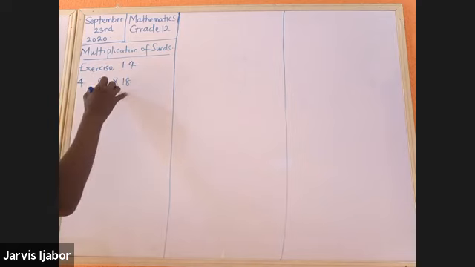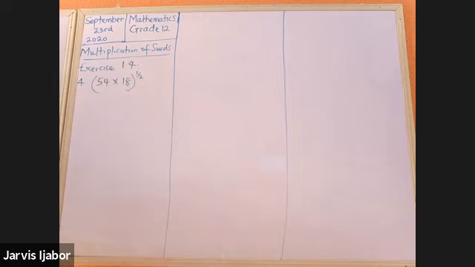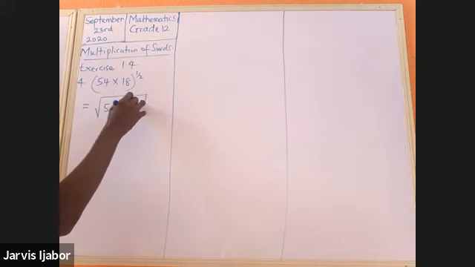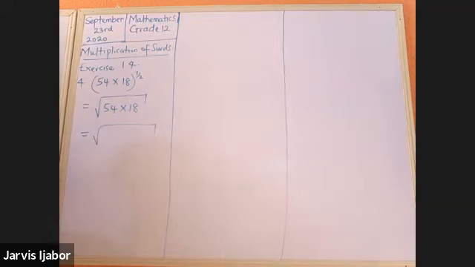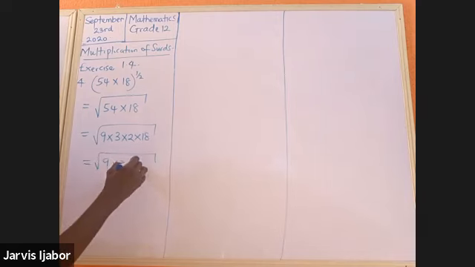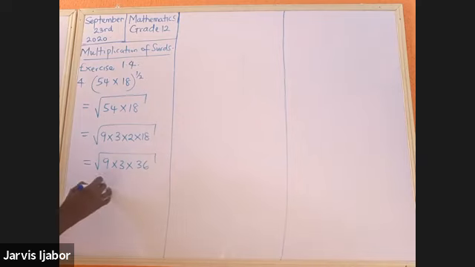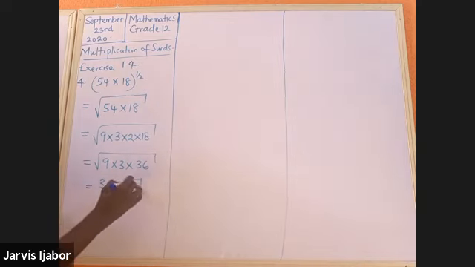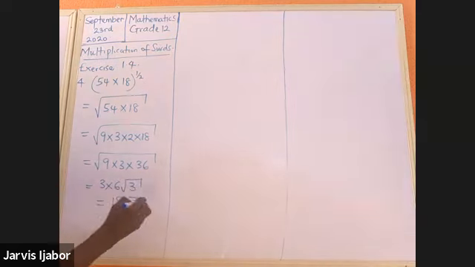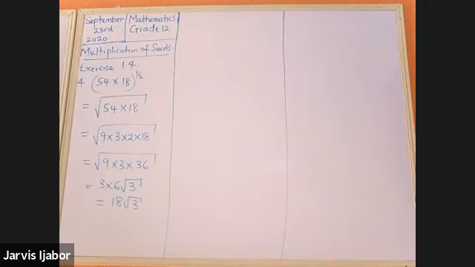54 times 18, all raised to the power of half. Now we know that half, according to surds, means square root. So this would be the square root of 54 times 18. What you need to do is rearrange this. This will give me 9 times 3 times 2 times 18, and that will be 9 times 36. The square root of 9 is 3, and the square root of 36 is 6, so 3 times 6 gives you 18 root 3. That will be the answer for question 4.